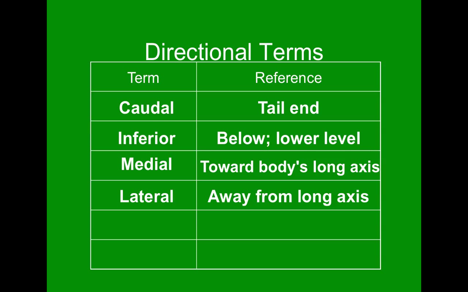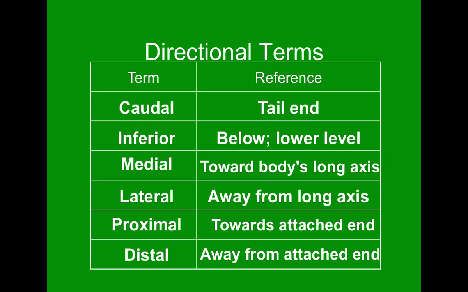The next two actually deal mostly with our appendages. Proximal refers to towards the attached end. So for instance, if you look at your arm, the attached end would be at your shoulder. So things that are closer to that attached end are proximal. And the opposite of that is distal, which means away from the attached end. So your fingers are distal to your elbow, but your shoulder is proximal to your elbow.